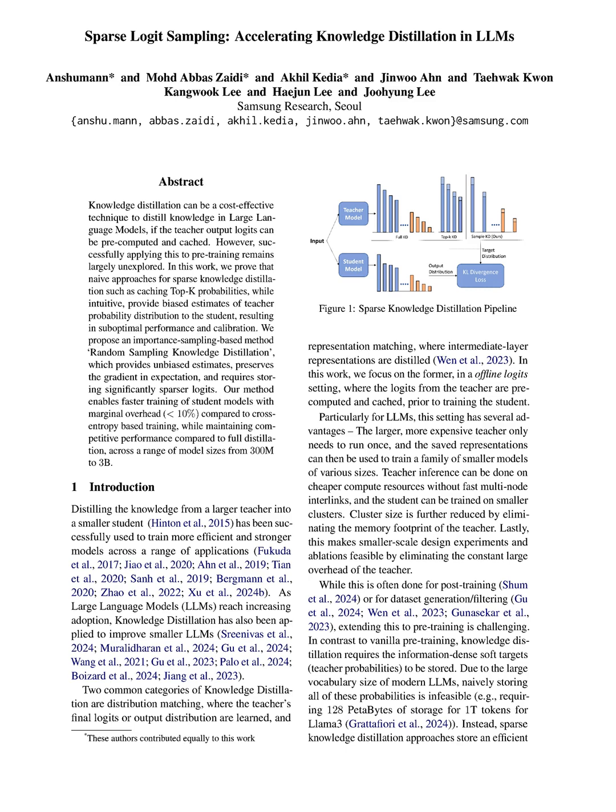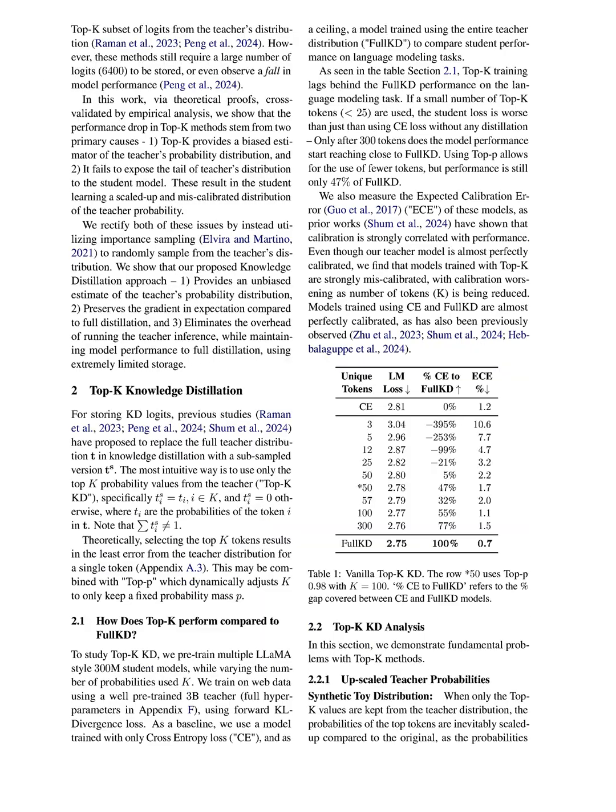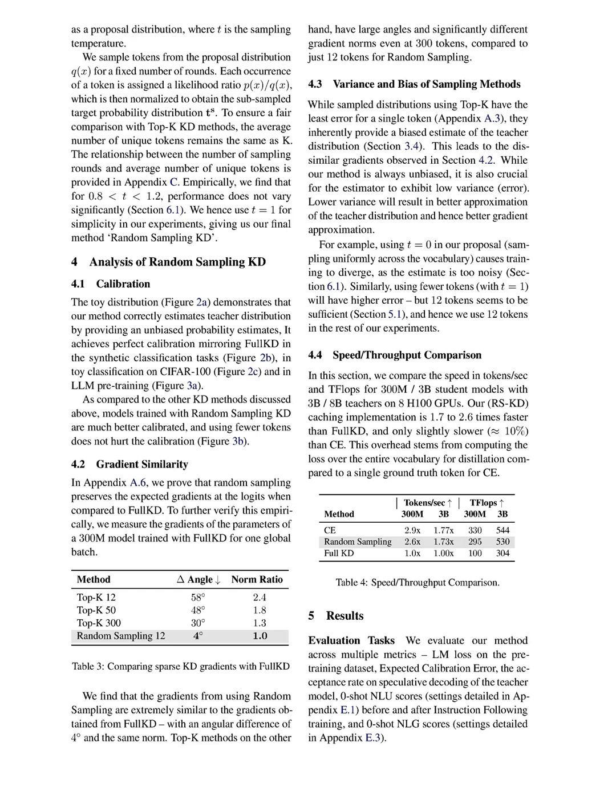The random sampling KD method demonstrates several empirical advantages over both top K and full KD approaches. Firstly, it provides an unbiased estimate of the teacher's probability distribution, which is crucial for maintaining model performance. In contrast, top K methods yield a biased estimator that leads to miscalibrated outputs. Secondly, random sampling KD preserves the expected gradients at the logits, resulting in better alignment with full KD gradients, while top K methods exhibit significant discrepancies in gradient norms.